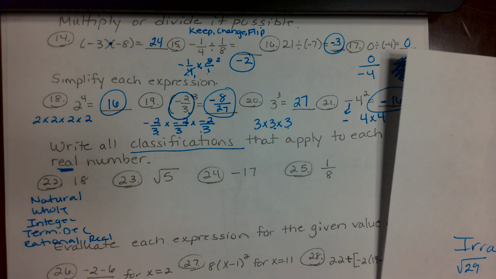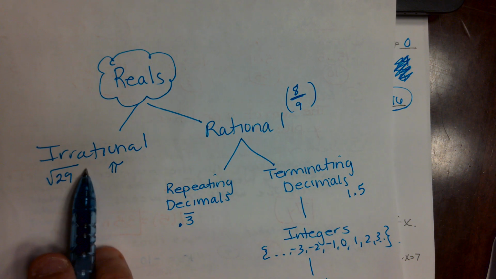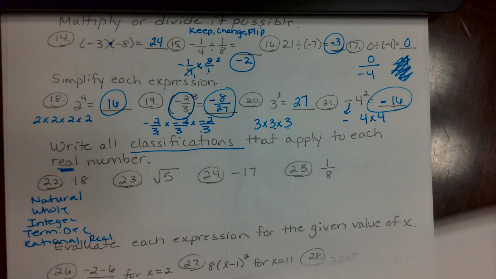Now square root of 5. Where's square root of 5 on here? So all you have to write is irrational and reals.